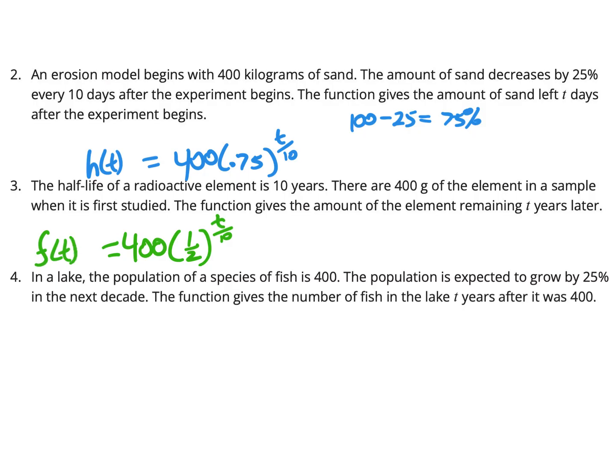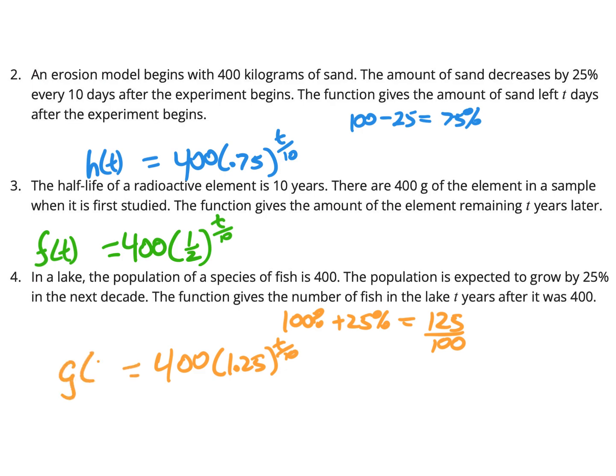Okay, in a lake, the population of a species of fish is 400. It's expected to grow 25%, so plus 25%. But 400 represents 100%. So you have to add these together to get 125. Then you divide it by 100 because percent, per means divide, cent means 100. You get 1.25. In the next decade, that's 10 years. And T years, that's T over 10 again, which is G from the previous page.